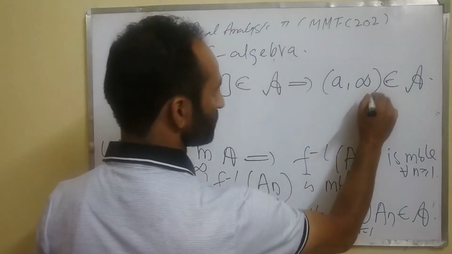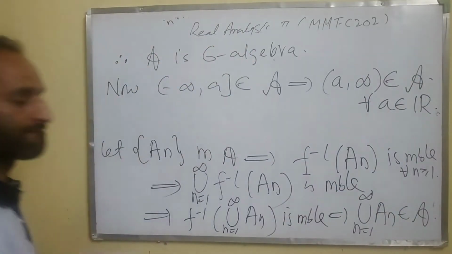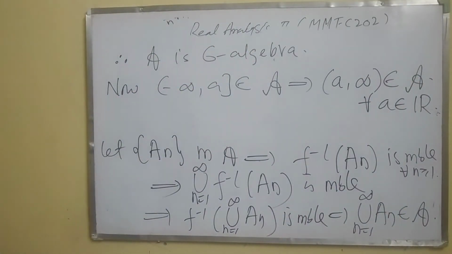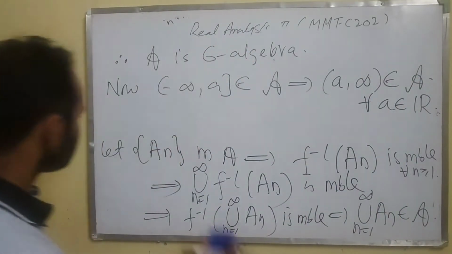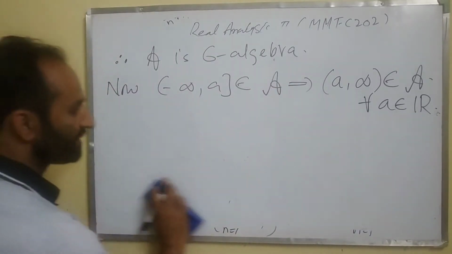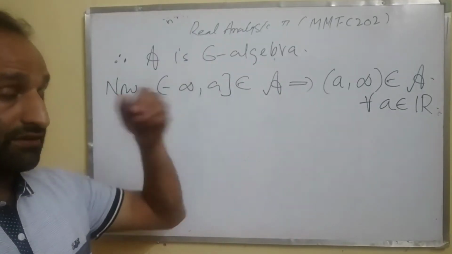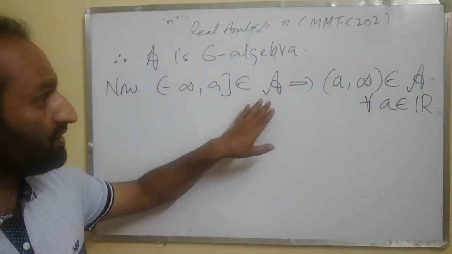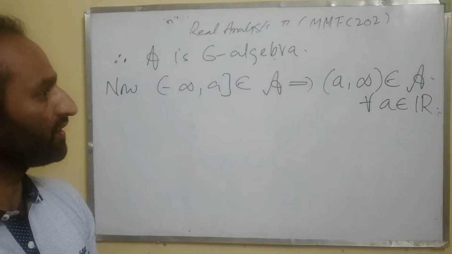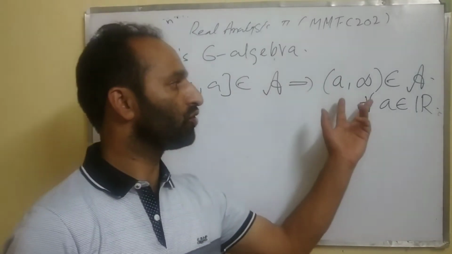For all A belongs to R. Okay, it's a sigma algebra. So we show that this cursive A contains each open subset of the real line R. For this, we need to show that it contains every bounded open interval of R.